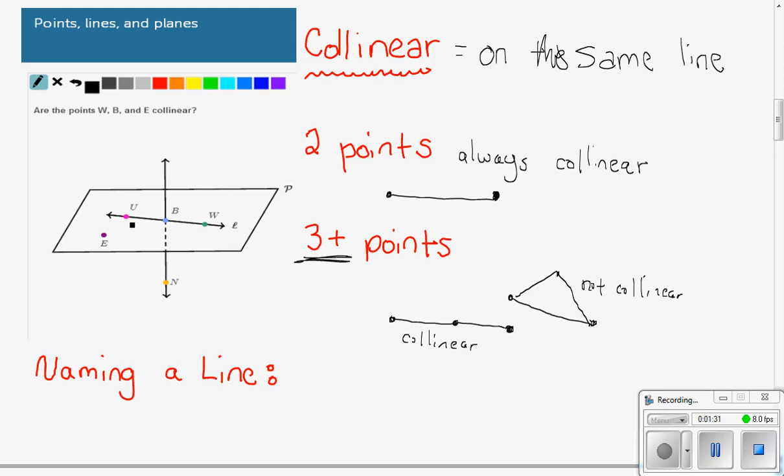Now if we take a look at this problem, it asks me for W, B, E. We can see that we cannot draw a single straight line that goes through those 3 points, so they would not be collinear. This exercise might also ask us to name a line. So let's just quickly review naming a line.